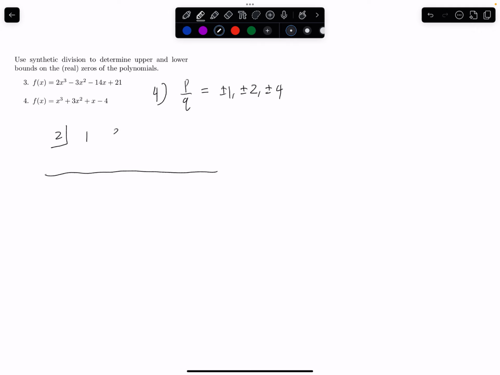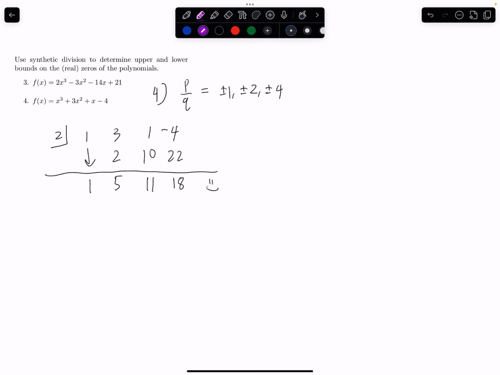Okay, so 1, 3, 1, negative 4. If you don't want to do it the way I'm doing it, you can just do it systematically. Start from 1 and work your way up. But I'm going to just try to skip ahead. 1 times 2 is 2. Add those together, I get 5. 5 times 2 is 10. Add those together, 11. 11 times 2 is 22, and that's going to be positive. That is 18.